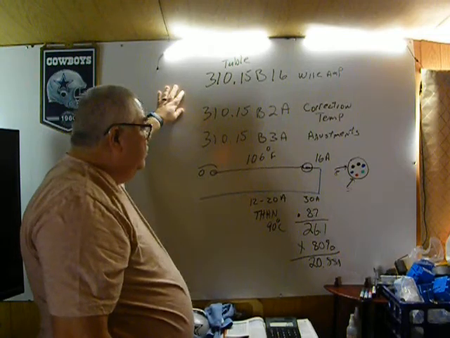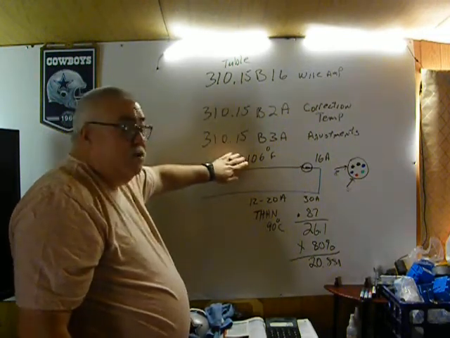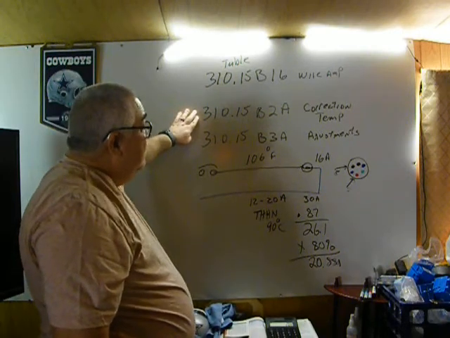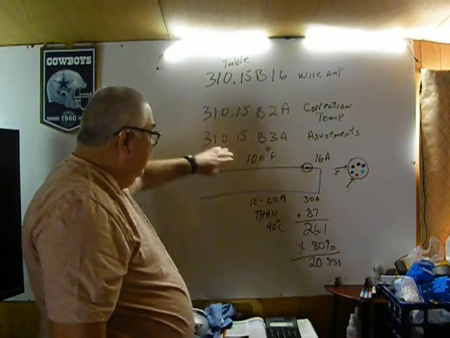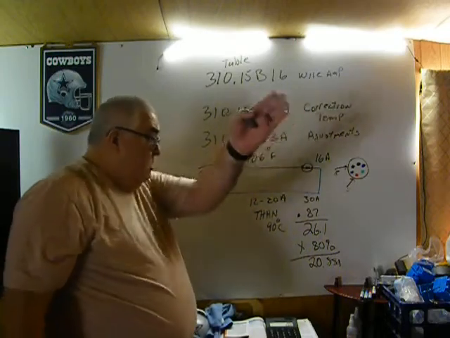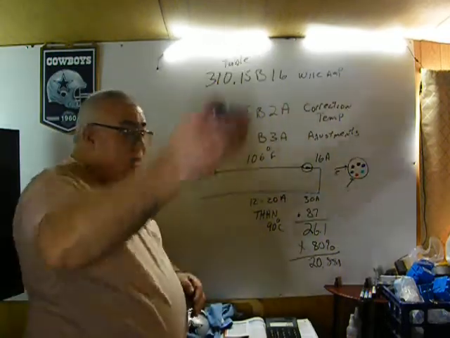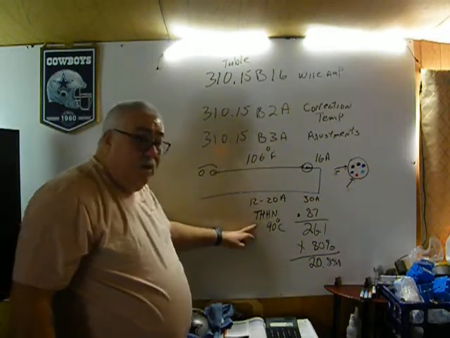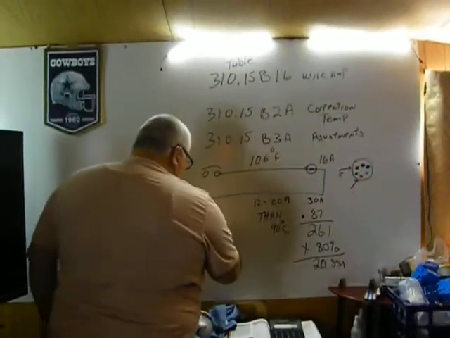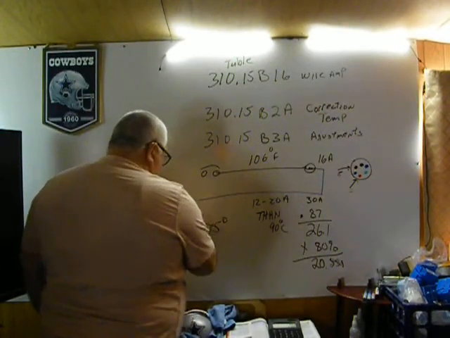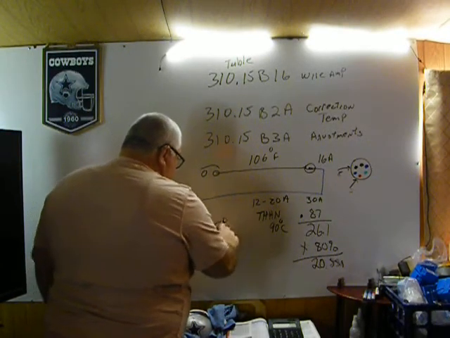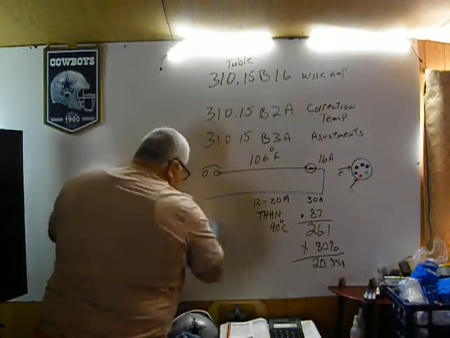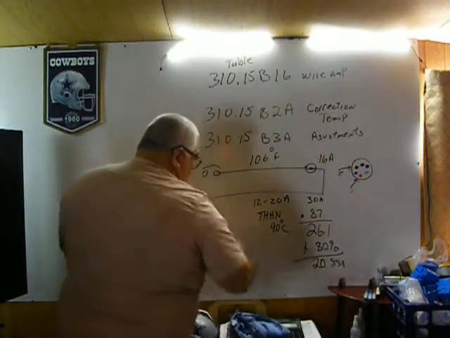So this is how we use this. We find our ambient temperature. Okay, we go to 310.15(B)(2)(a) where we find our correction temperature. Whatever the temperature is in Fahrenheit, you go look at the Fahrenheit. If you look in the code book, Celsius is on the left. Always remember, are you using a 90-degree wire, a 75-degree wire, or a 60-degree wire? Depending on the wire you're using, it's where we're going.